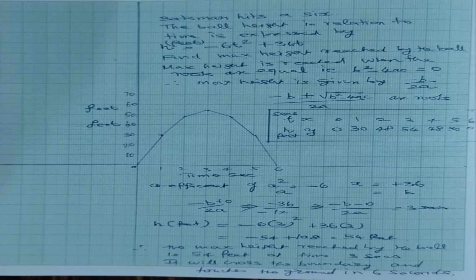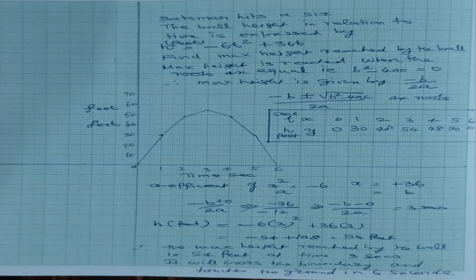The maximum height reached by the ball is when the roots of x and y are equal. That is, b squared minus 4ac will be equal to 0. Therefore, the maximum height achieved by the ball is given by the coefficients minus b by 2a, because the roots are given by the quadratic formula minus b plus or minus root b squared minus 4ac by 2a, where b squared minus 4ac is equal to 0 when the roots are equal. Then it will be minus b by 2a, that is the maximum height reached by the ball in time seconds. So the maximum height is reached in relation to time.